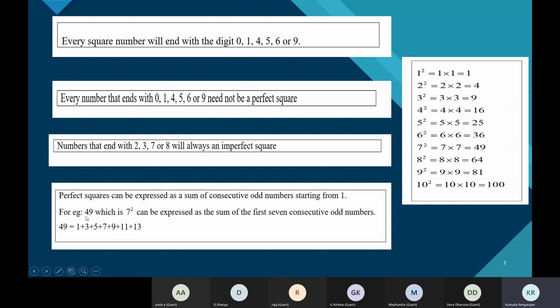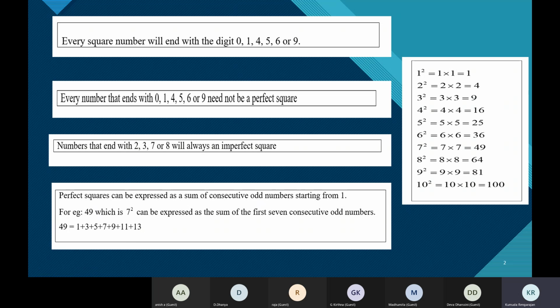That means you can write it as a sum of consecutive odd numbers starting from 1. But how long to write? 1 plus 3 plus 5 plus 7 plus 9. How long to write? 49 is 7 squared, so it is the sum of the first 7 odd numbers.